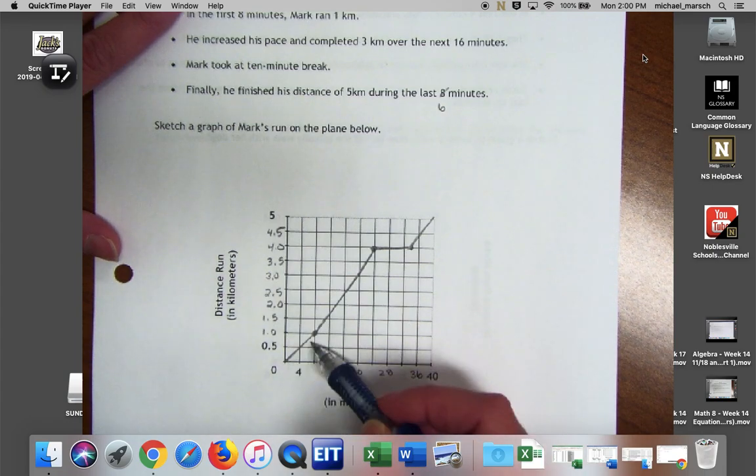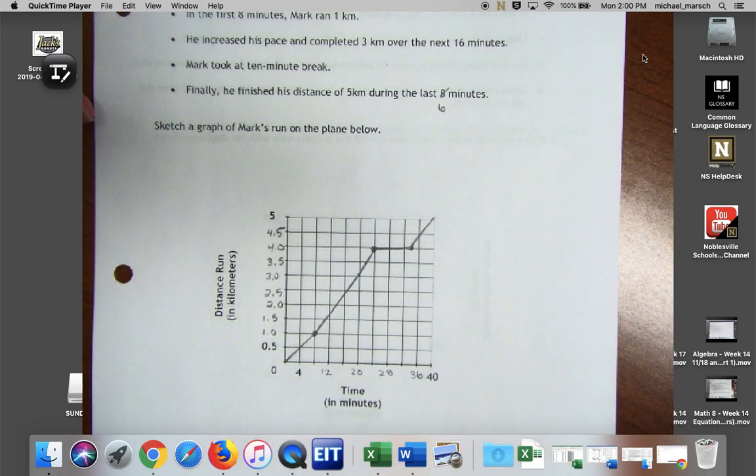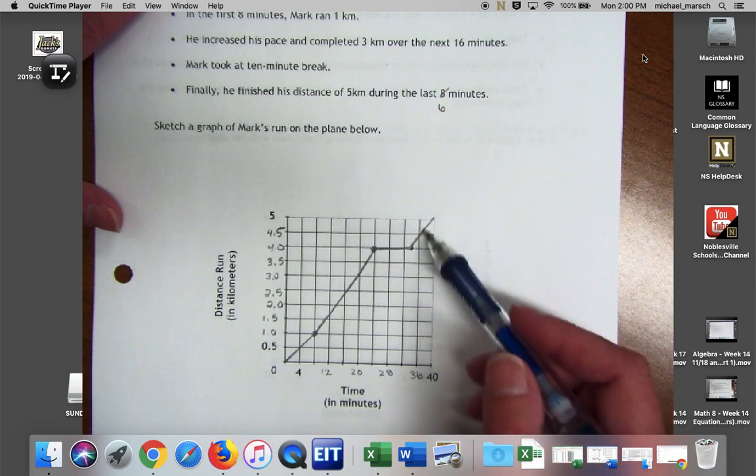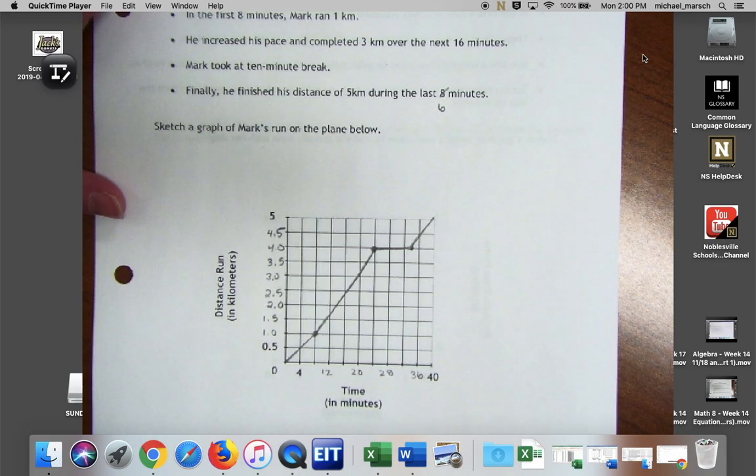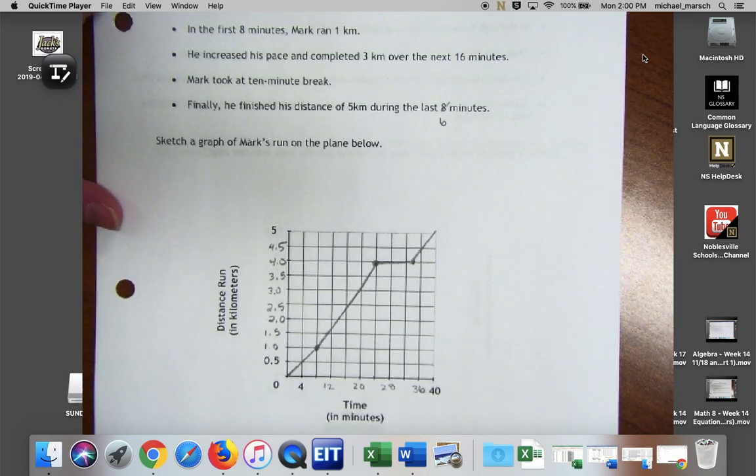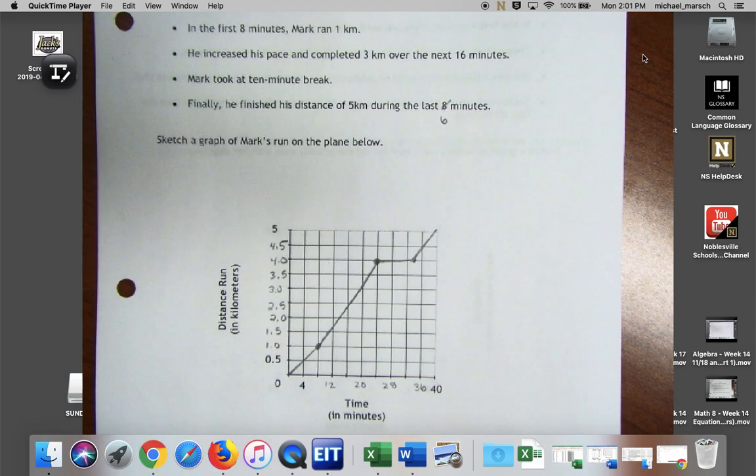We can see how far he went. We know he went 5 kilometers because that's what it told us. We know it took him 40 minutes. How are we feeling about this? Good? Okay, let's go on to the next page.